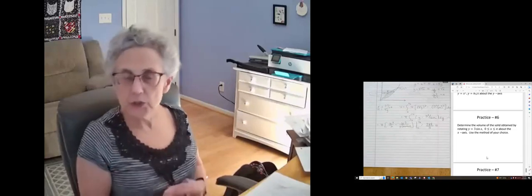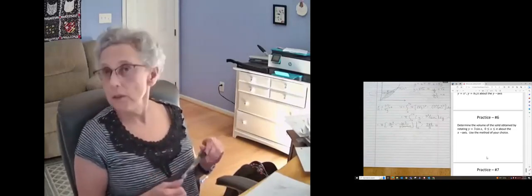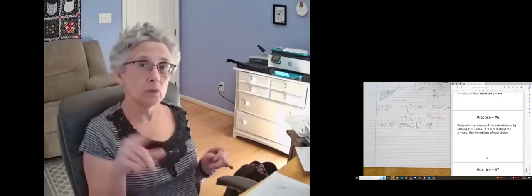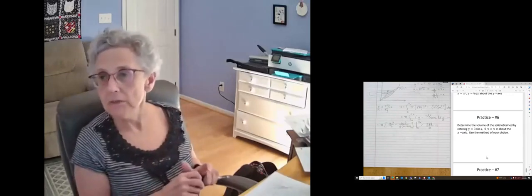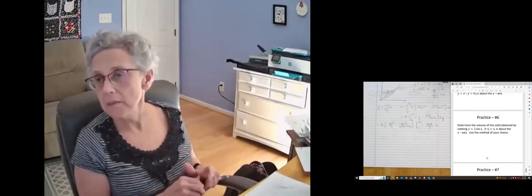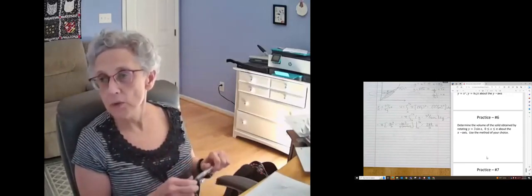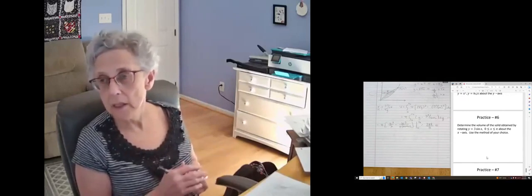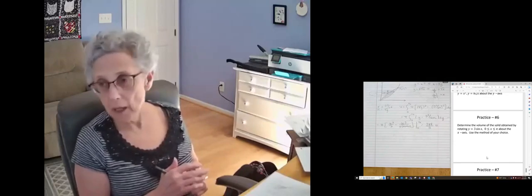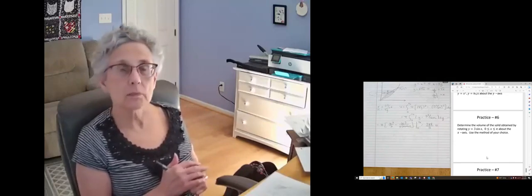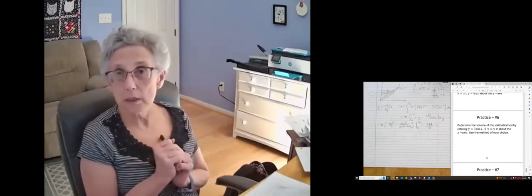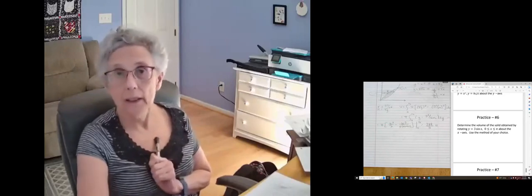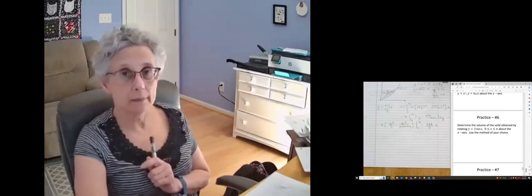Now, the next one doesn't tell you to do it both ways because one way is easy and one way is hard. Determine the volume of the solid obtained by rotating y equals 3 sine of x between 0 and pi about the x-axis. Use the method of your choice. So, use the method of your choice. We'll come back and I'll show you the easy way and the hard way.